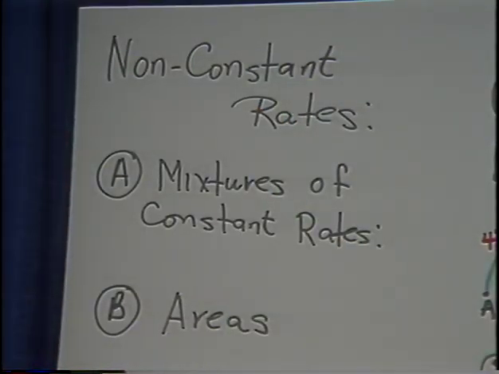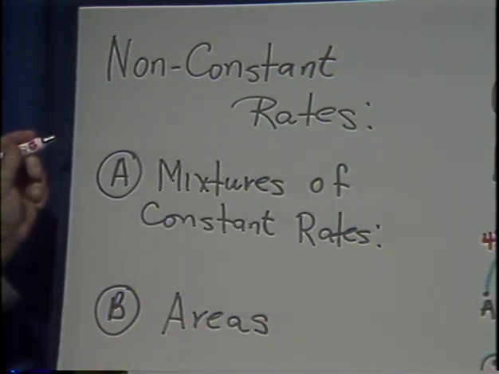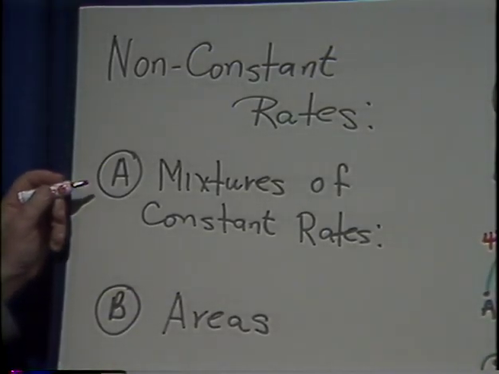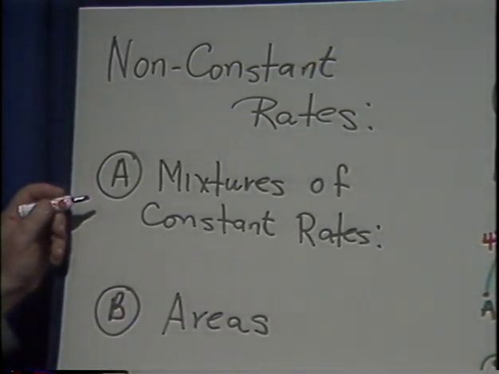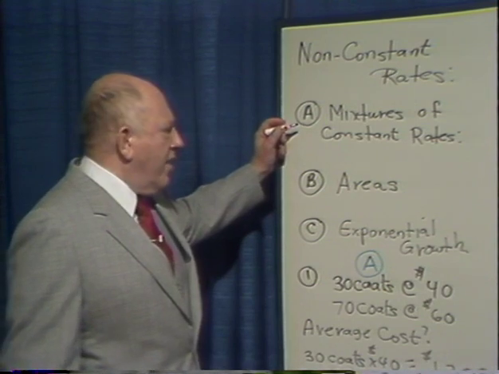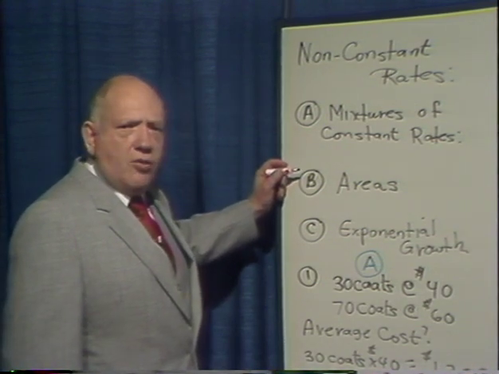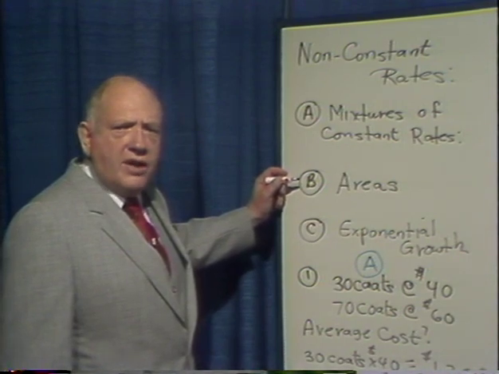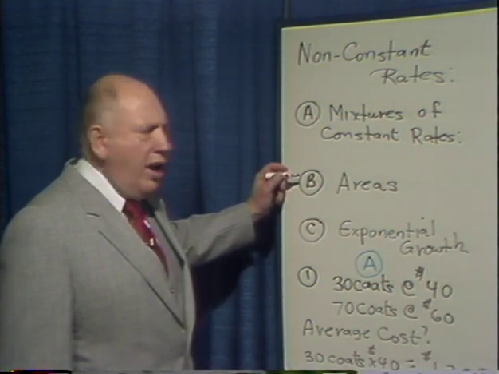And what we're going to do is look at 3 special types of non-constant rates that come up quite a bit. The first, and perhaps the simplest, is when you have a mixture of constant rates. In other words, you have constant rates, but there's more than one of them in the problem, so the overall effect is that of a non-constant rate. The second one deals with a topic that we haven't talked about yet in this course, and that's measuring the amount of space in a region, which we'll call areas.